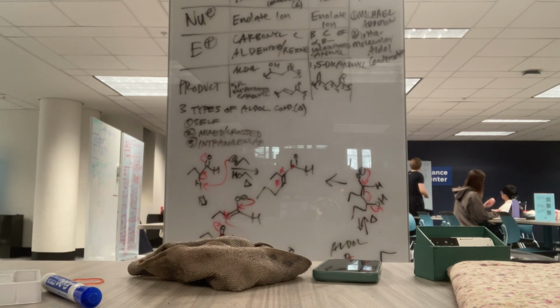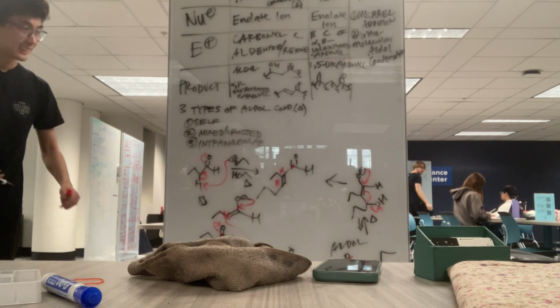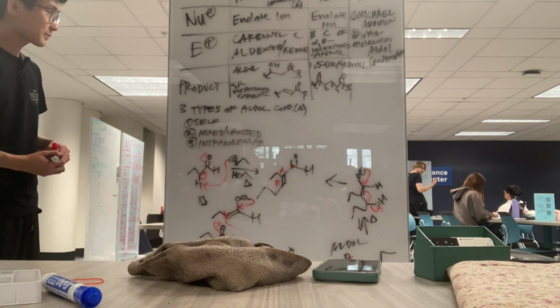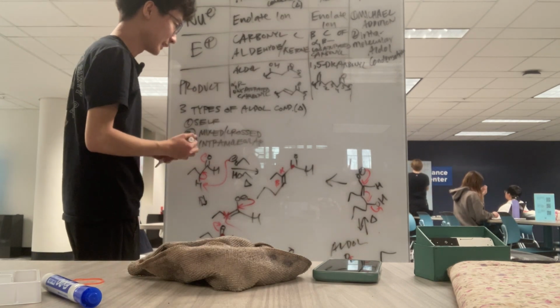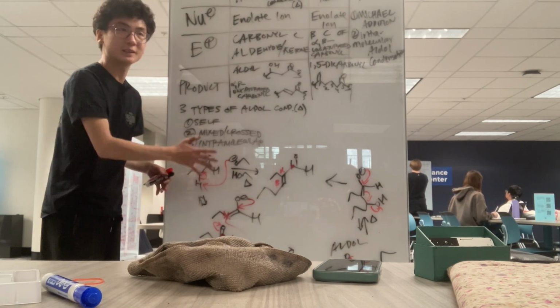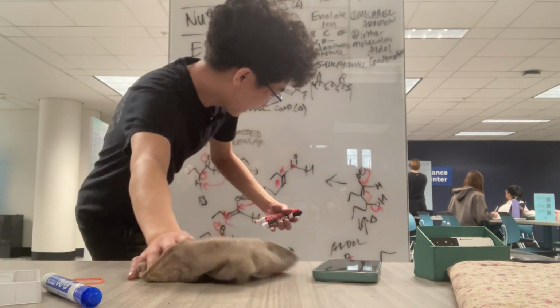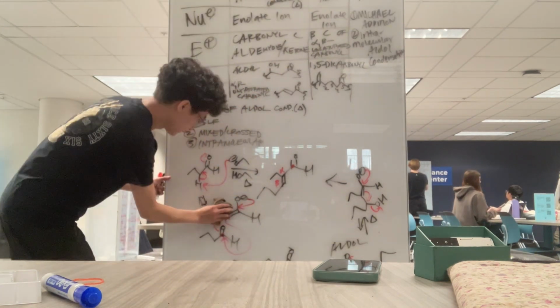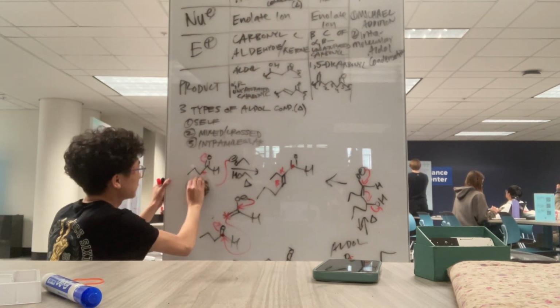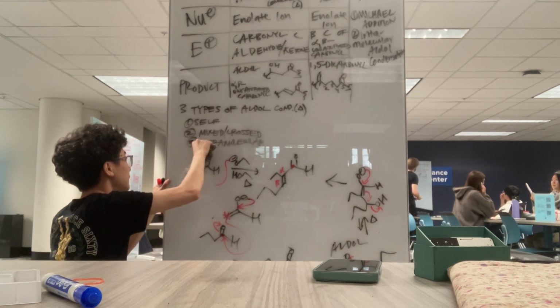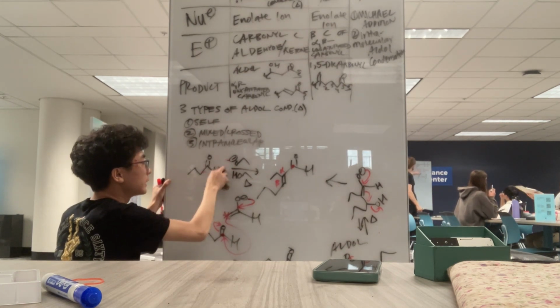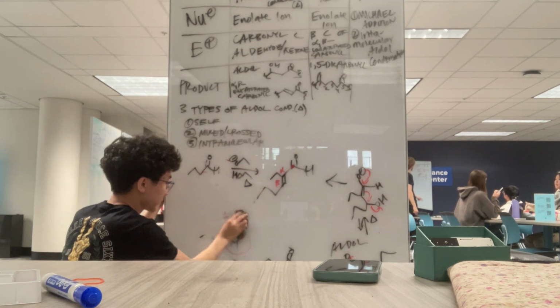Okay. Now, do you guys want to see the shortcut way of predicting the product without doing that whole mechanism? Here is the shortcut. I'm going to erase the whole mechanism. Is that okay with you guys? Okay. I'm going to erase these arrows as well, so we can do the shortcut.